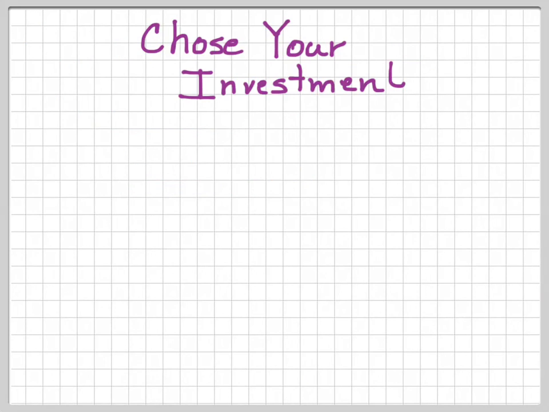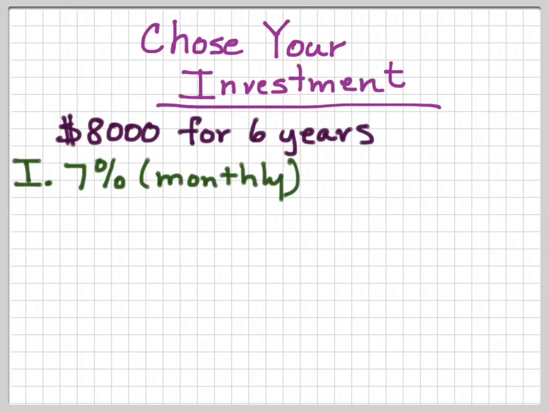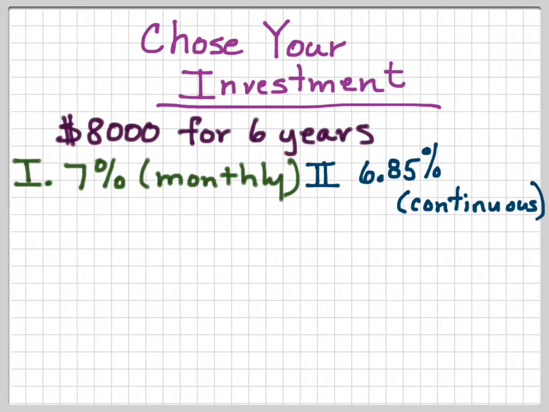So choose your investment. If I have 2 different investments, I have $8,000 for 6 years, and I have one bank that gives me 7%, which, by the way, in this day and age is too good to be true, 7% compounded monthly, and the second bank at 6.85% continuously. And you have to make a decision as to what your best bet's going to be. Now, if the 2 rates were the same, that would be an easy thing. You choose continuous, but the interest rates are a little bit different. The continuous interest rate is just a little bit below the 7% monthly, so we have to do our calculations.